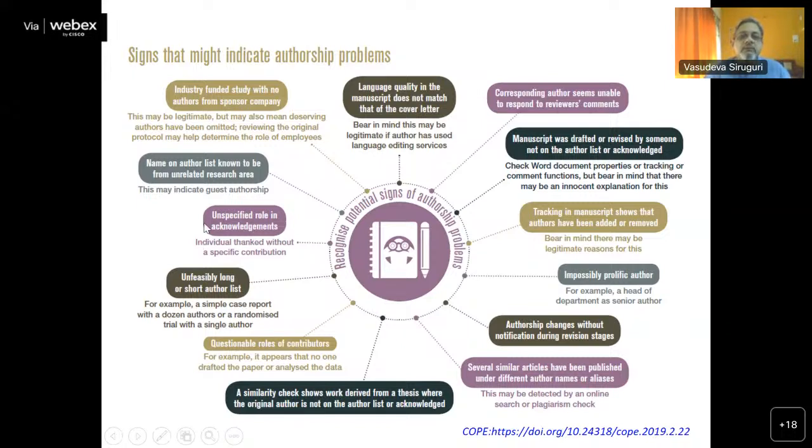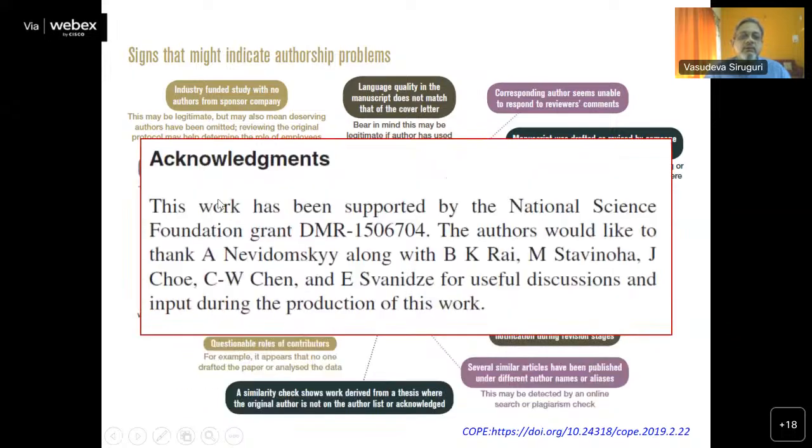Okay, so how does this acknowledgement look like? It looks like something like this. You write that, see, if your research work has been supported by some funding agency, you have to give credit. And then if you have discussed certain issues with some people, you have to mention that. So here it says that this work has been supported by the National Science Foundation grant so and so, and authors would like to thank so and so along with so and so for useful discussions and inputs during production of this work.